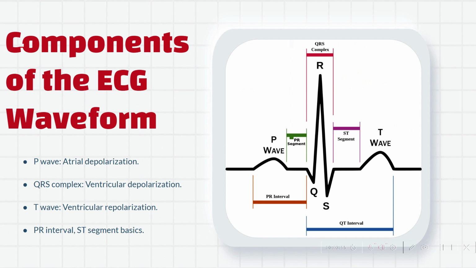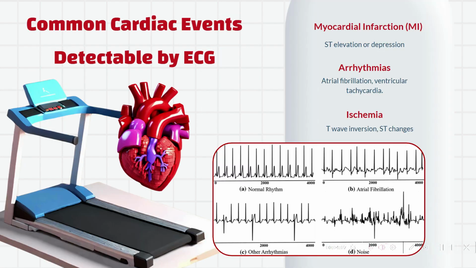An ECG is an essential tool in detecting myocardial infarctions, or MIs, commonly known as a heart attack. One of the hallmark signs of an acute MI is an ST segment elevation, which indicates a complete blockage in a coronary artery and is classified as an ST elevation myocardial infarction, or a STEMI.